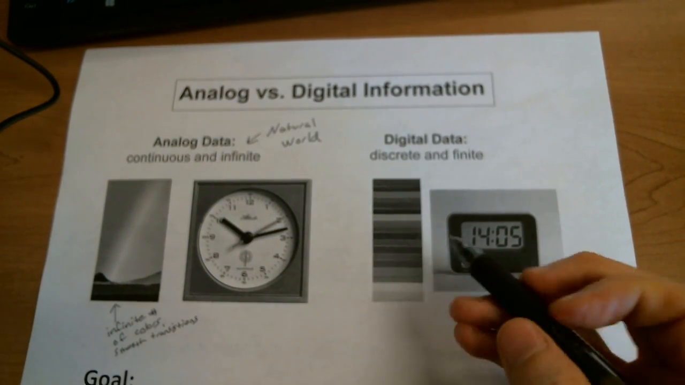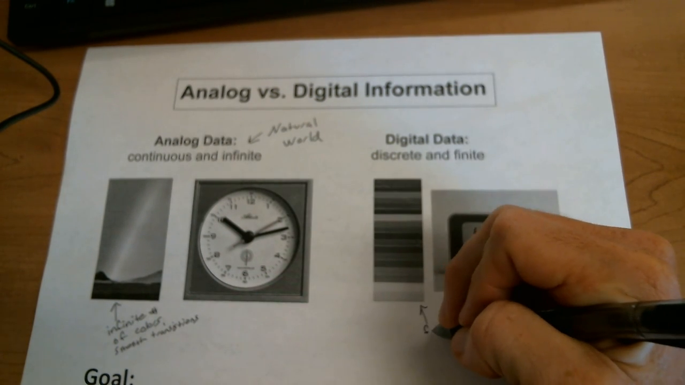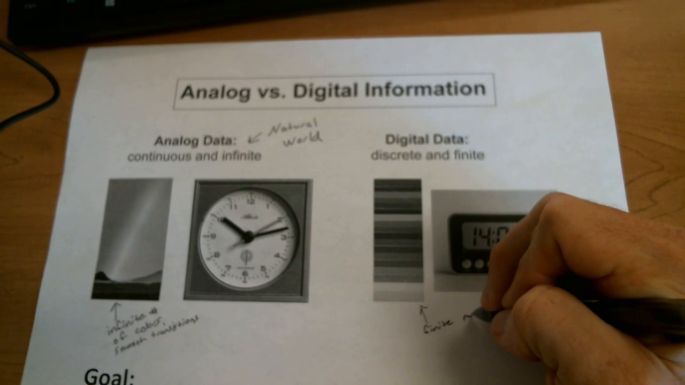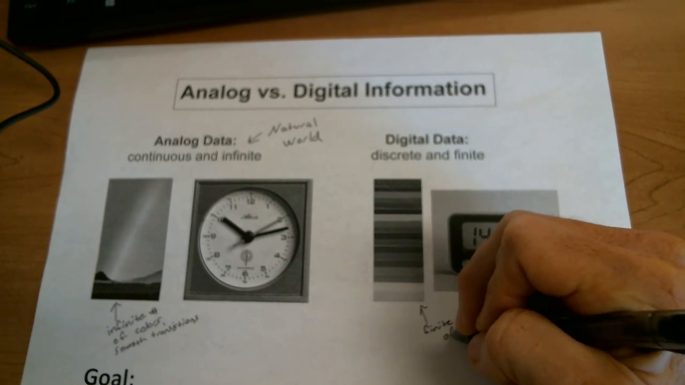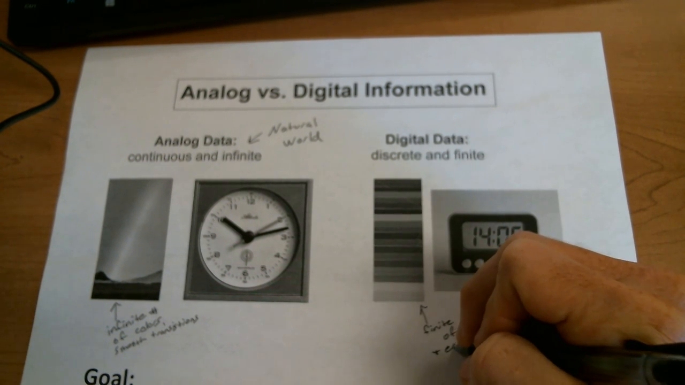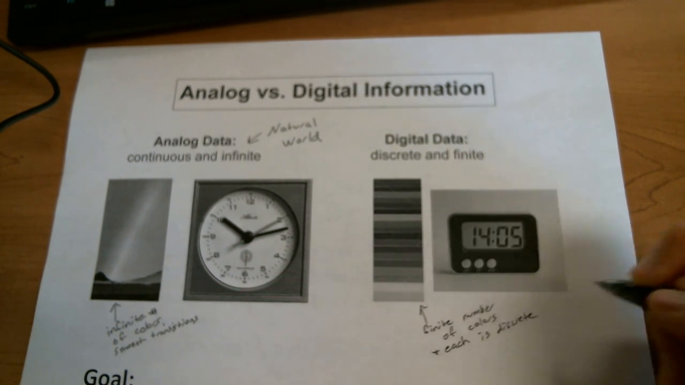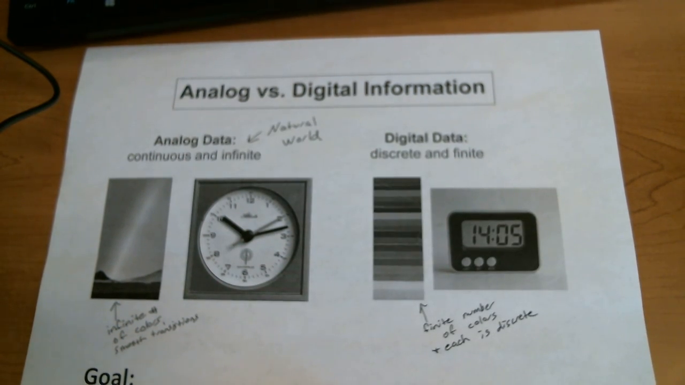Versus over here, this is kind of like a color swatch. We have a finite number of colors, and each is discrete. We're going to talk more about how colors are represented in computers in a bit. But sneak preview, it's based on the amount of red, green, and blue light that makes up each color.